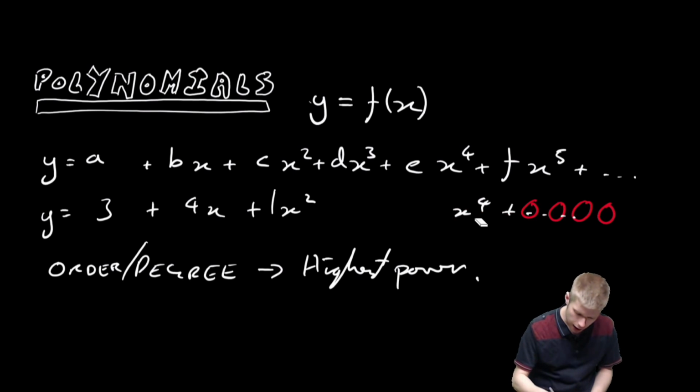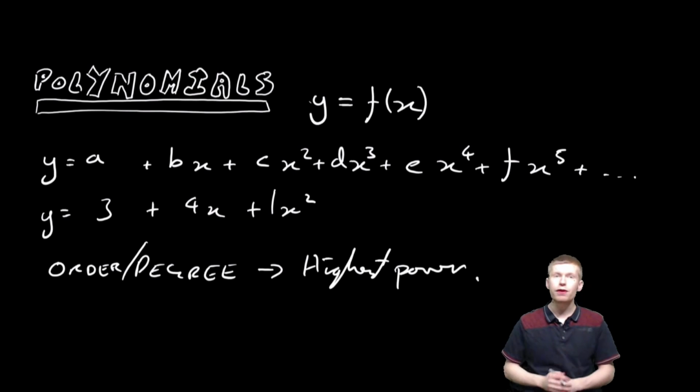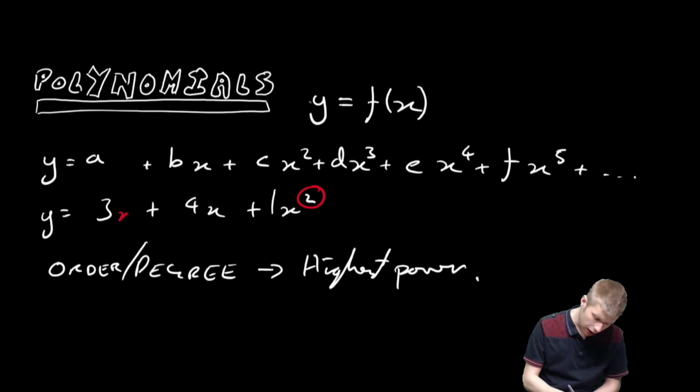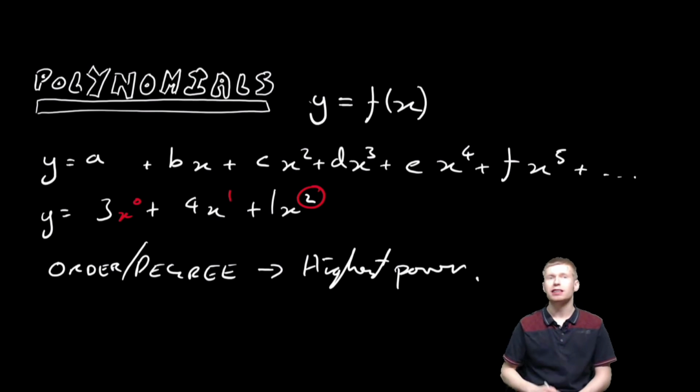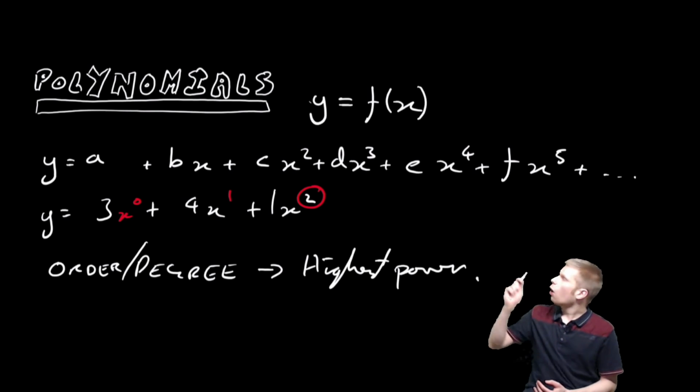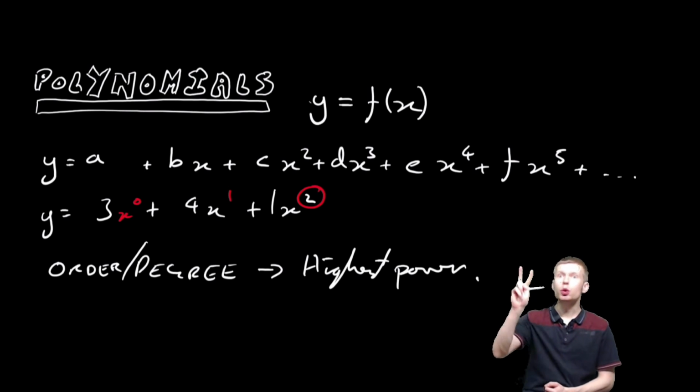So in other words, the polynomial is going to finish after that one there. So the highest power of this polynomial would be 2, because that's the highest power. Remember, there's an x to the power of 0 there and an x to the power of 1 there. So the highest power is just 2. So I can say that the order, or the degree, of that polynomial is just 2.